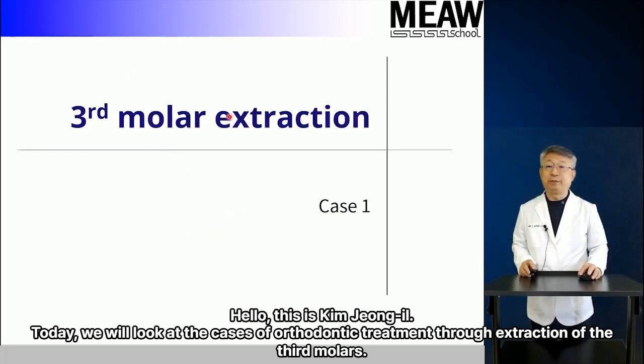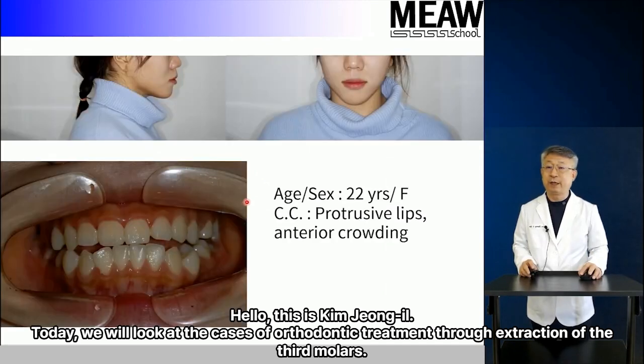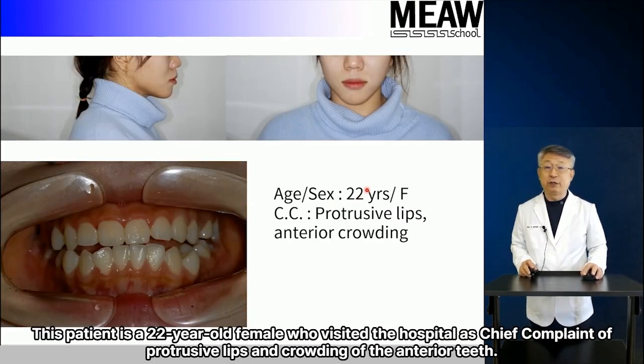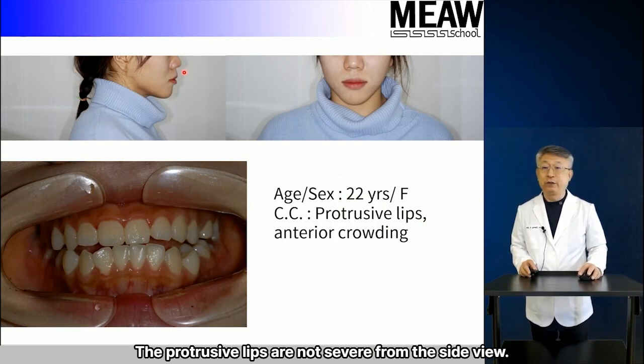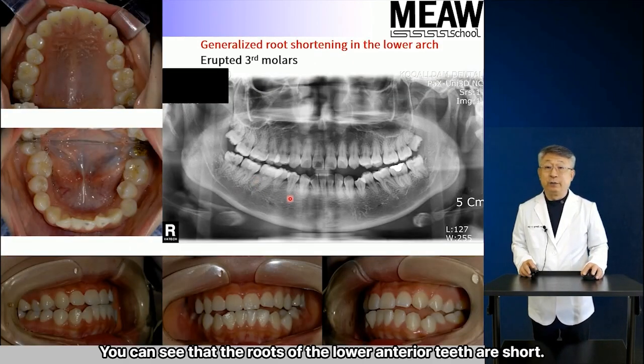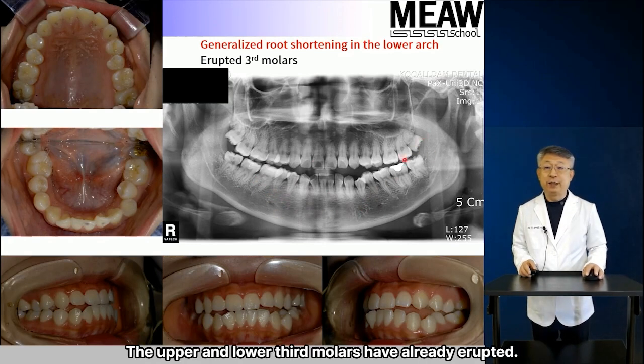Today, we will look at the cases of orthodontic treatment through extraction of the third molars. This patient is a 22-year-old female who visited the hospital with a chief complaint of protrusive lips and crowding of the anterior teeth. The protrusive lips are not severe from the side view. You can see that the roots of the lower anterior teeth are short. The upper and lower third molars have already erupted.